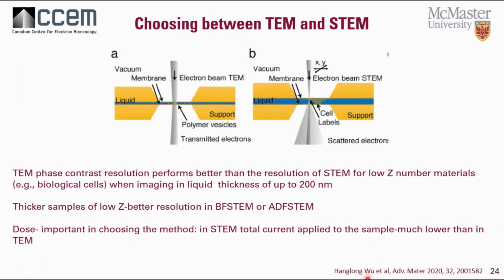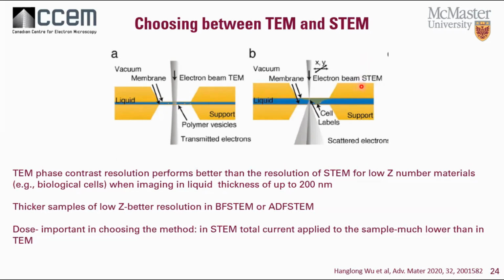So how do we choose between different techniques? In TEM, a uniform circular illumination is projected on the sample. The transmitted electrons are collected by the objective lens and detected by the pixelated sensor of the camera. Detection is via phase contrast in the case of thin samples. However, in thicker samples, phase contrast TEM becomes blurred, and the resolution limiting factor in TEM is the chromatic aberration of the objective lenses.